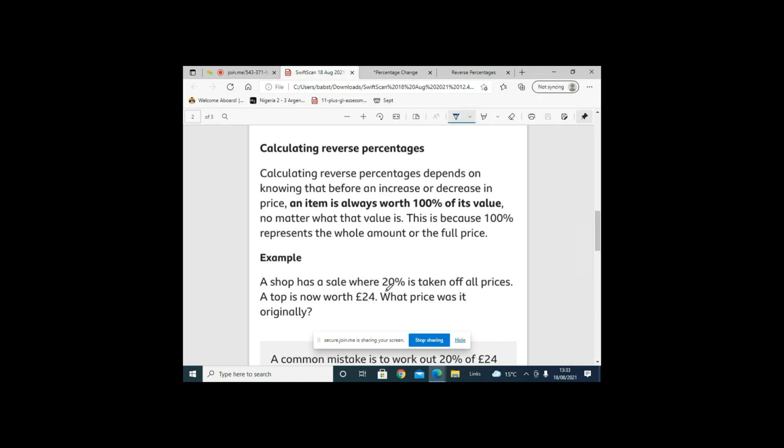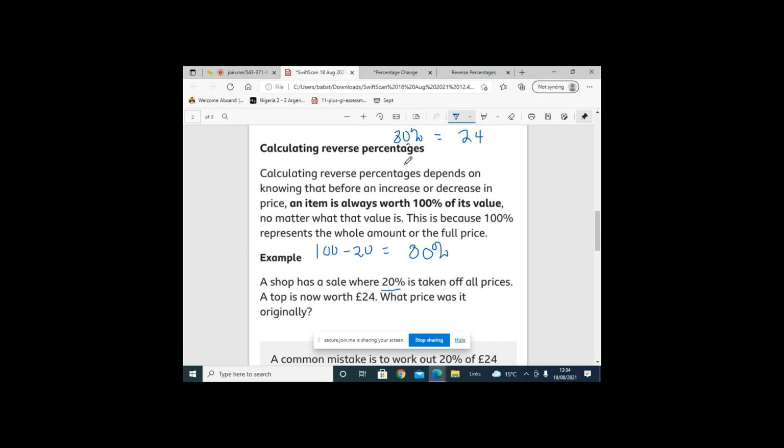You said they have taken off 20%. When I told you initially, the whole thing is worth 100%. So if they have taken 20% off, what you will do is 100 minus 20. That gives you what? 80. That's 80%. That means that 80% of its value is now 24. So what is the value before? You now write it this way, that 80% equals 24.